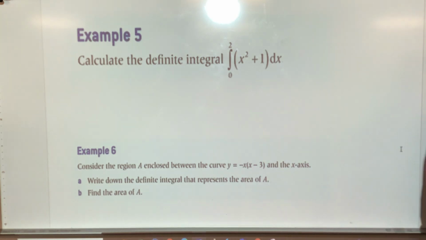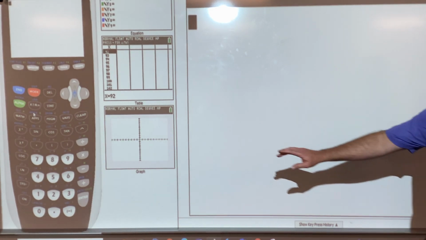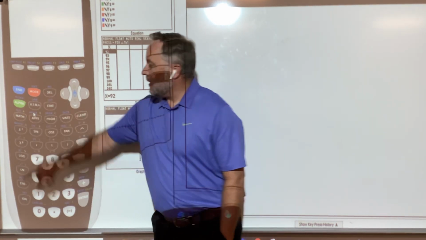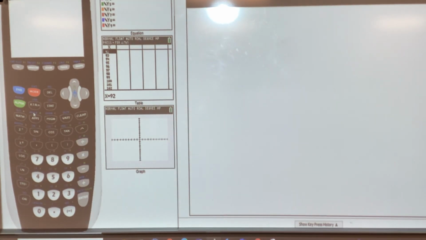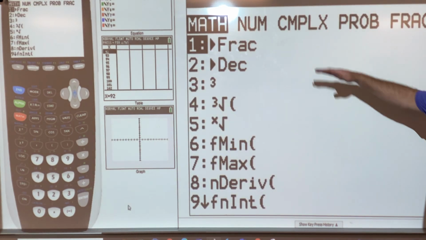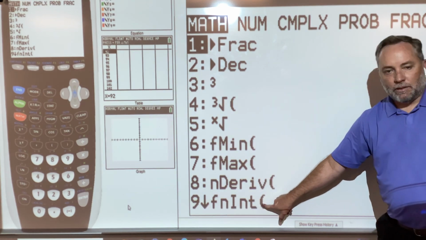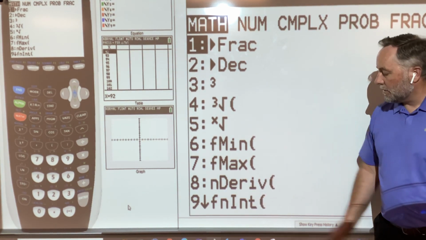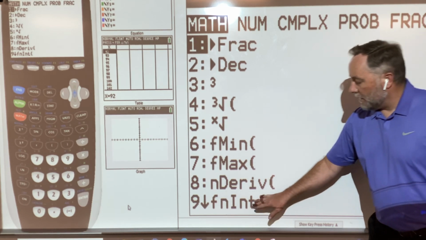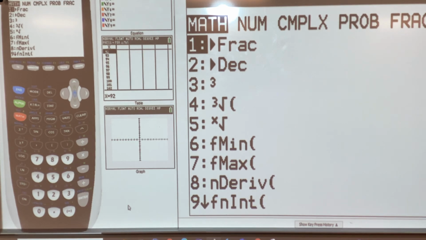And the way that you can do that is on your calculator. So if you go there, you can hit the math button right here. So hit that button, and then you see this menu. And if you look at these, right down here at the very bottom, this stands for function integration. So your calculator can actually find a numerical value for many functions. So we're going to select choice number 9.